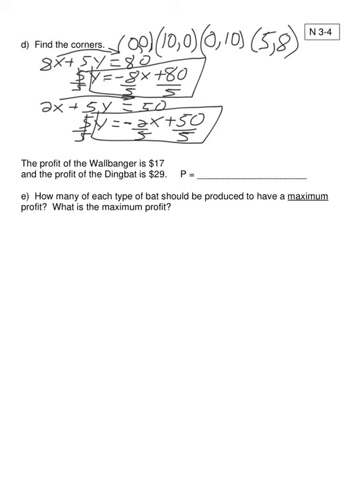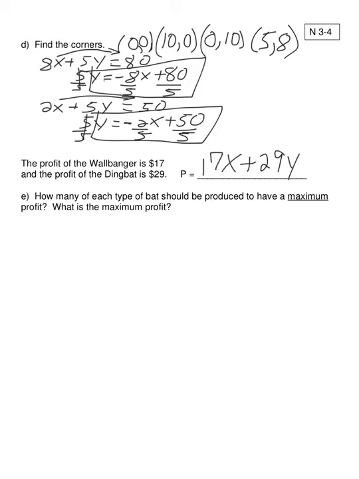Now the next thing is finding those profits. The profit of wall bangers is $17 per bat, and the profit of dingbat is $29 each bat. So the wall bangers were my x's, so that's $17 per bat for those kinds of bats, plus $29 per bat for the dingbats. Now, how many of each type of bat should be produced to have a maximum profit? And what is that maximum profit?